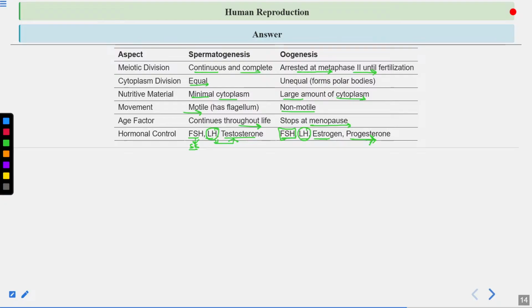Clear? Progesterone is mainly secreted by the corpus luteum, and a very small amount of estrogen is also released by the corpus luteum. So that's why it is known as a temporary endocrine gland. And when the corpus luteum degenerates, a structure is found which is known as the corpus albicans. Clear?